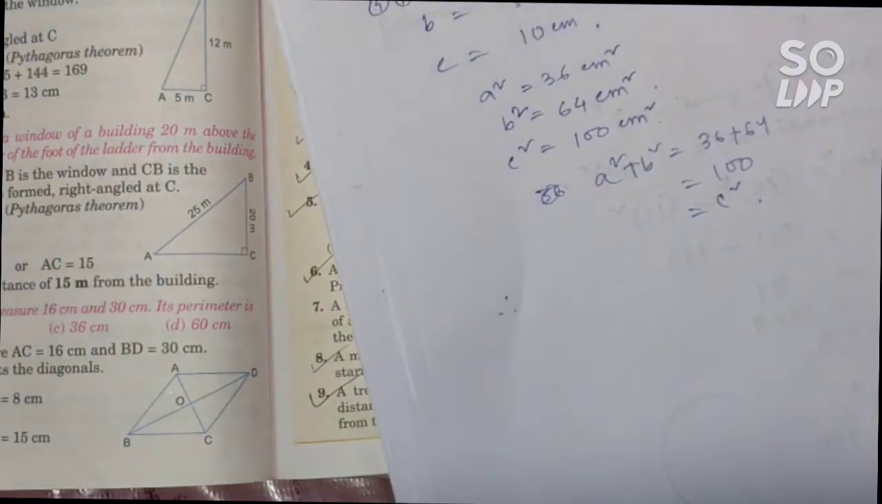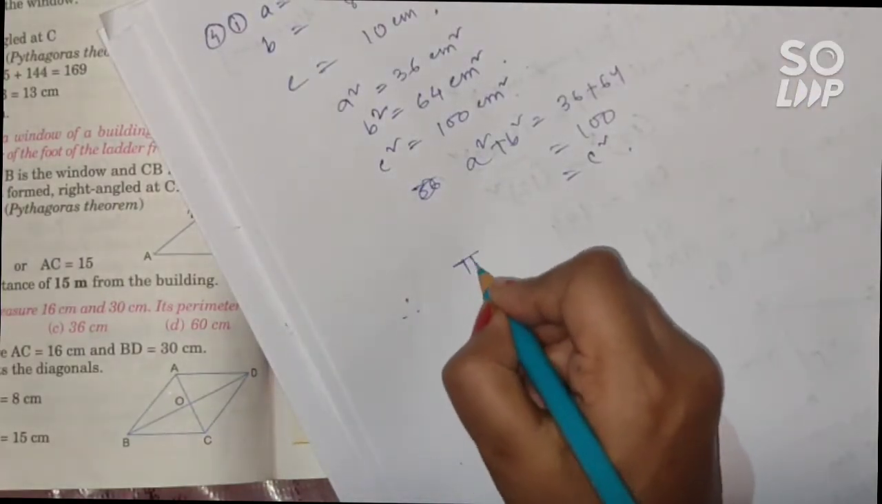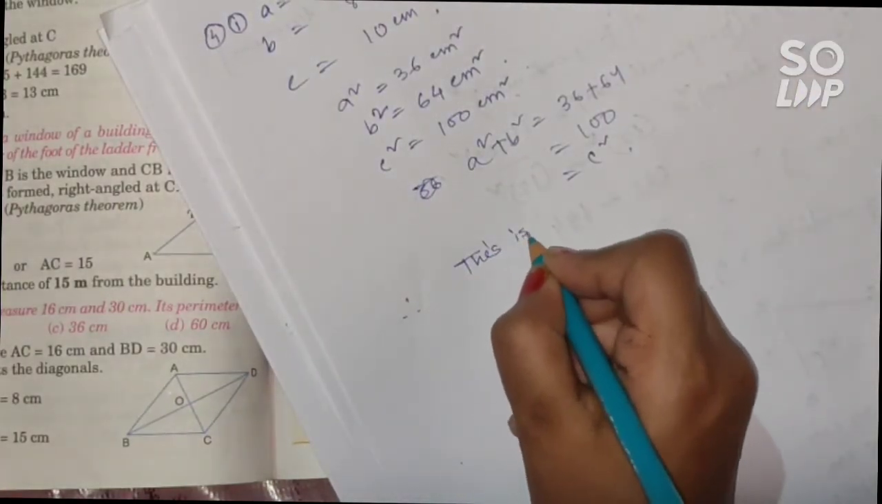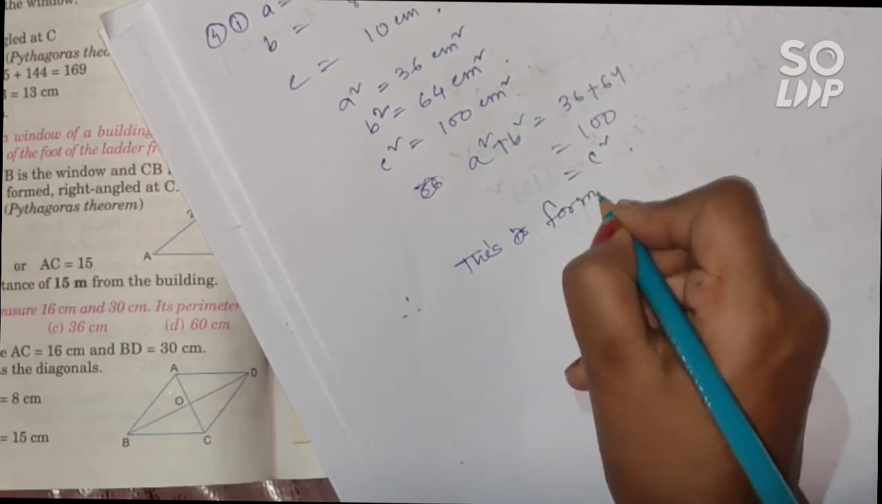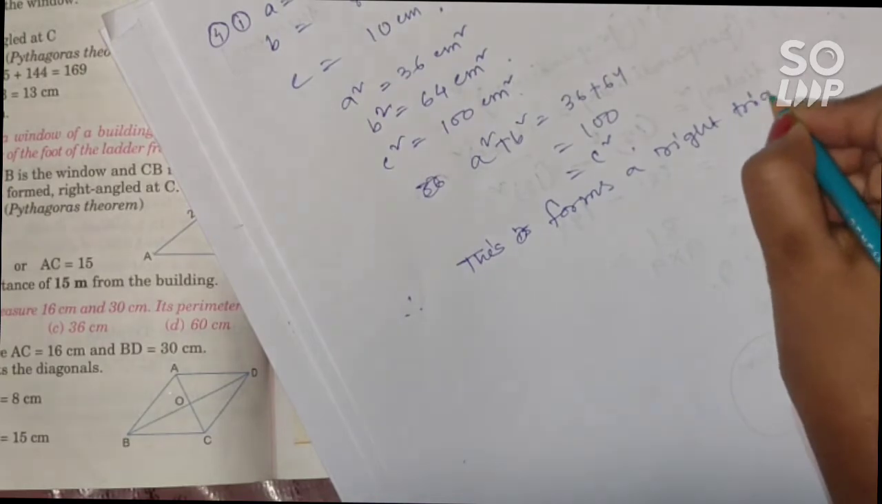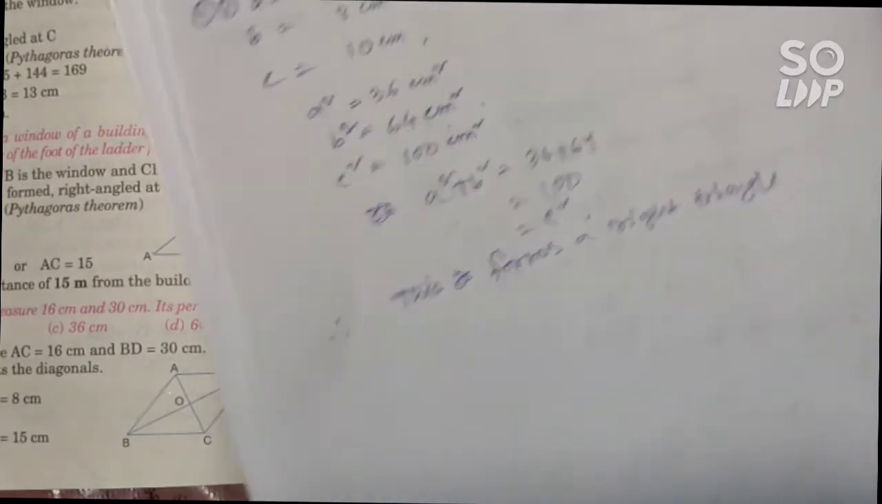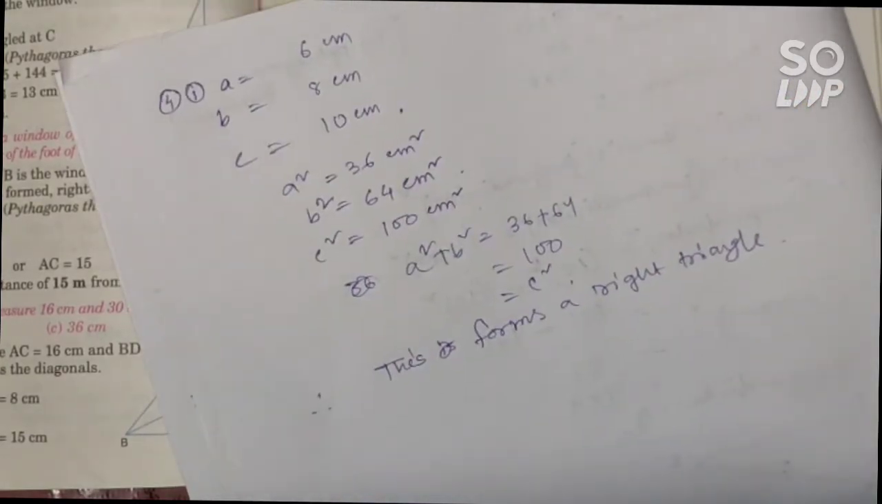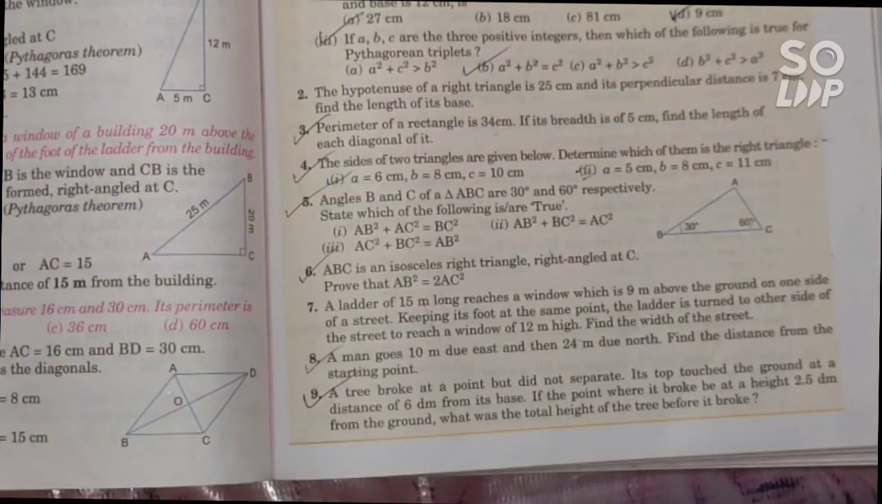So which of them is the right triangle? This forms a right triangle. I hope all of you can understand this. Like this way you have to solve question number 4 to.